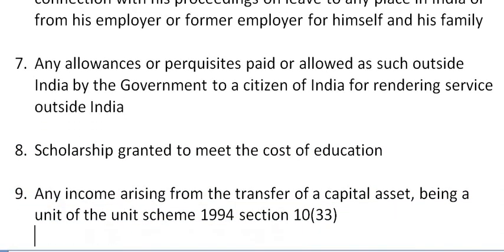Seventh point is any allowances or perquisites paid or allowed as such outside India. Any allowances or perquisites that are received by an individual outside India, paid by the government to a citizen of India for rendering services outside India. The allowances and perquisites paid outside India to the citizen of India by the government for rendering the services outside India are exempted from tax.